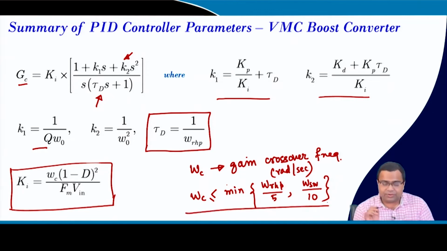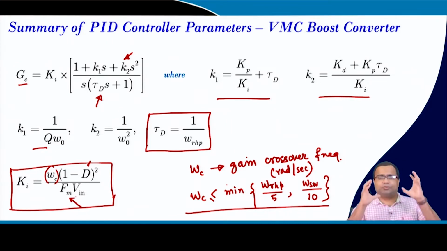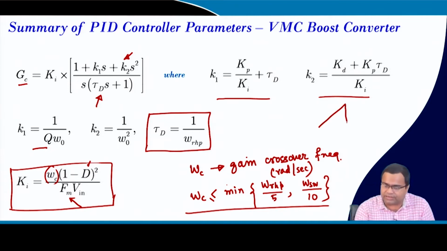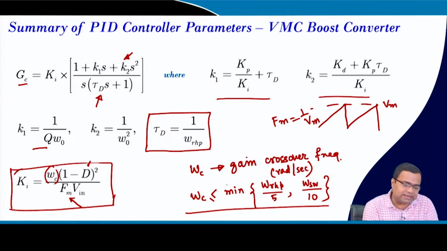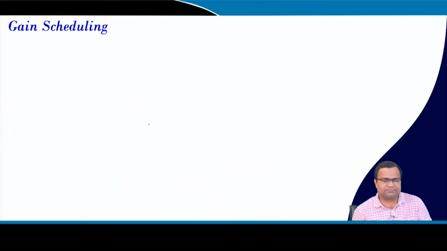Okay. So, once we select this omega c, and since our duty ratio is known and the modulator gain for voltage mode control, we are assuming that the sawtooth waveform is already decided, and if this is our Vm, then we know that Fm equals 1 by Vm, that we have already discussed. So, you can select the integral gain and the other gain parameters are already decided.